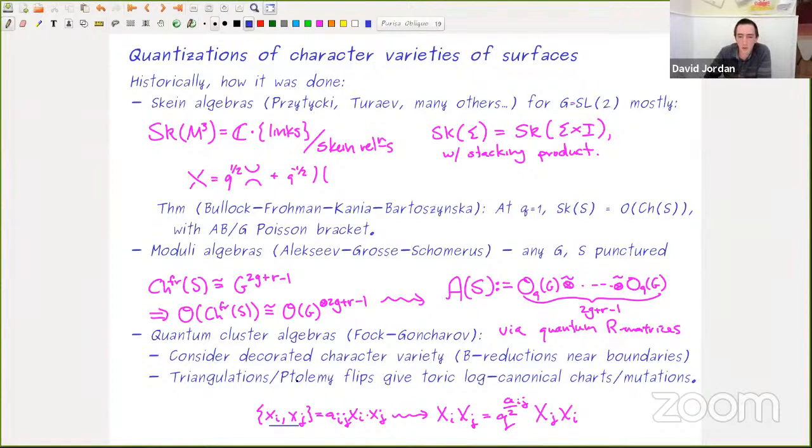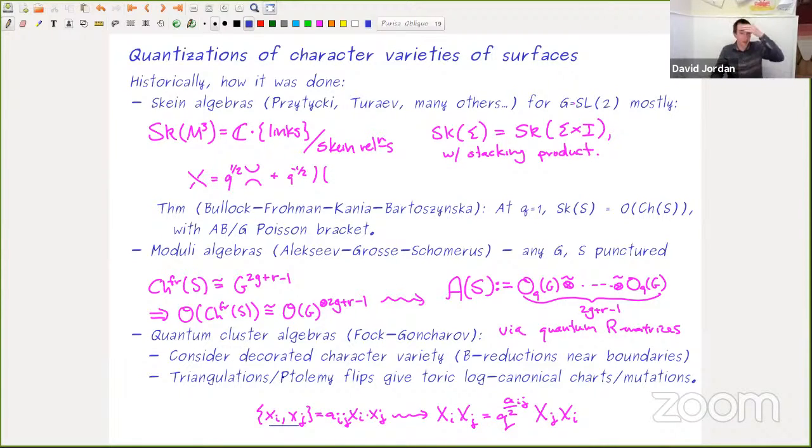But moreover, what they show is that if you do change of triangulation, so if you look at a quadrilateral, there's two possible ways to triangulate it. And if you change triangulation, then there's a very rigid transformation that appears that's called a cluster mutation, and they're able to quantize that as well.